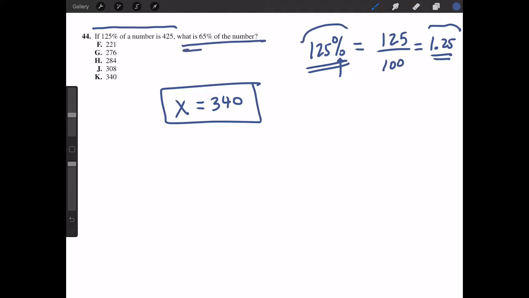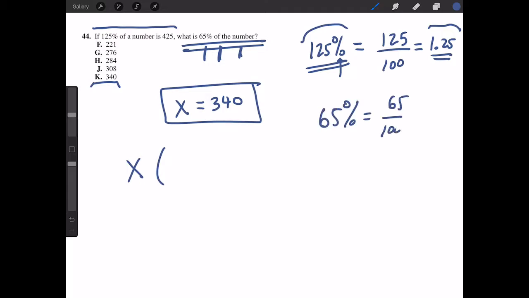The next step is to figure out what 65% of the number is. Be careful, because a lot of people would pick K at this point, but that's wrong. That's the value of x. It's not 65% of number x. So to figure out what 65% of x is, you're multiplying x times 65%.